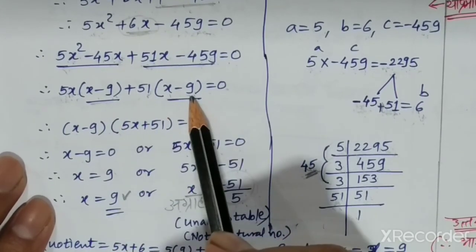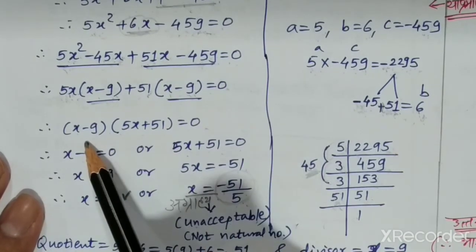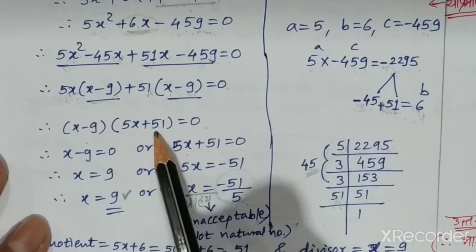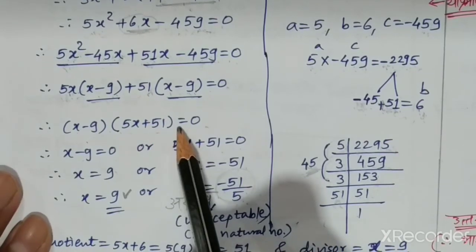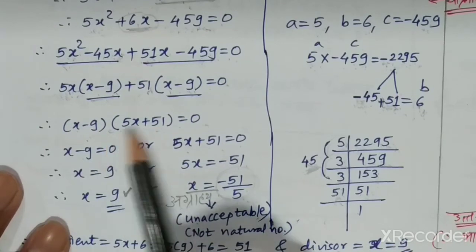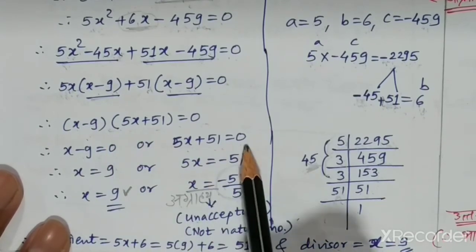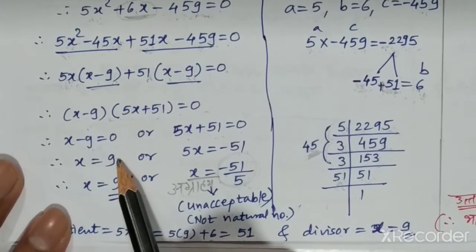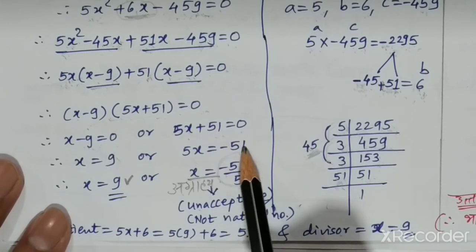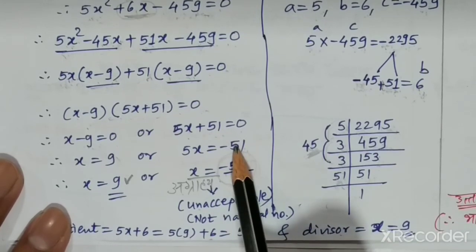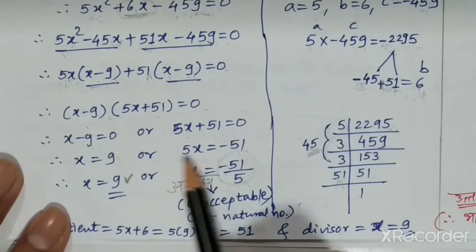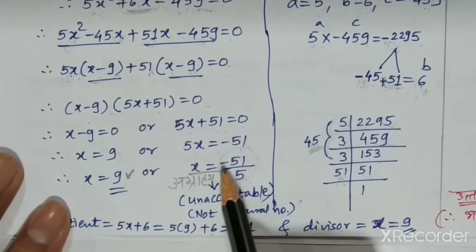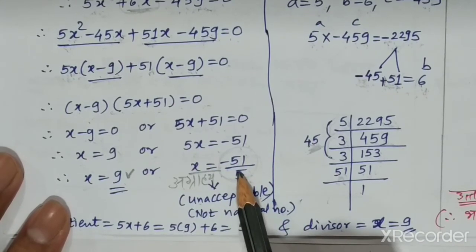Here x minus 9 is the common bracket, so take the first bracket for the common factors and uncommon factors in the second bracket. So 5x plus 51 in the second bracket is equal to 0. Here the product of two brackets is 0, means first bracket is 0 or second bracket is 0. So take this 9 to the right hand side, it becomes plus, or here 51 to the right hand side it becomes minus. So x is equal to 9 or 5x is equal to minus 51. So here x is equal to 9 or x is equal to minus 51 upon 5.